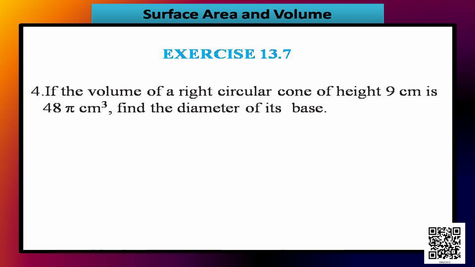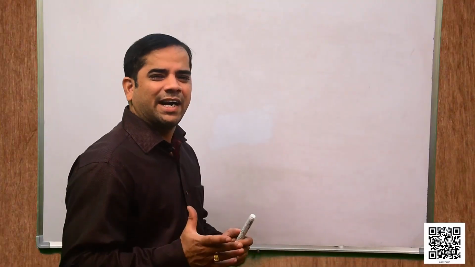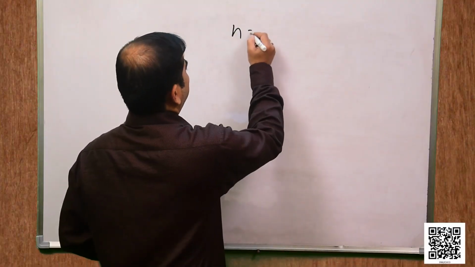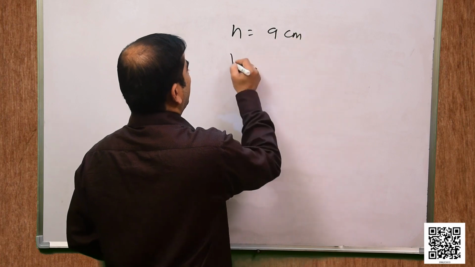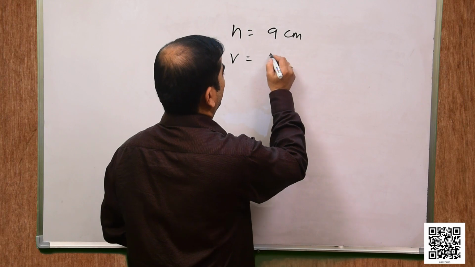It says, if the volume of a right circular cone of height 9 centimeter is 48 pi centimeter cube, find the diameter of its base. So let us solve the question. So what is the given data? Height is 9 centimeter and volume is given as 48 pi centimeter cube.